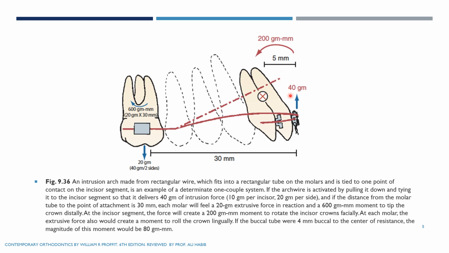So if we tie it over the wire, a base arch wire, we insert the base arch wire in the brackets of the anterior teeth, we make them one single unit, and then tie this wire over it, then this is a one couple system. So this is a determinate system. Can we measure the force here? Yes, we can, and the direction and the movement, everything we can measure it here. So let's try to do that.